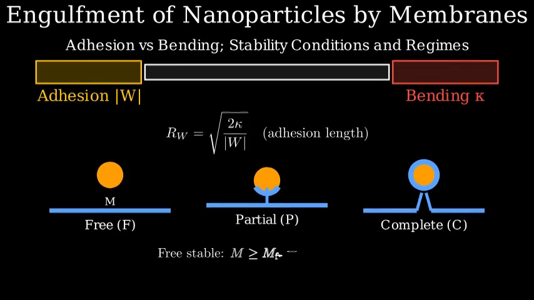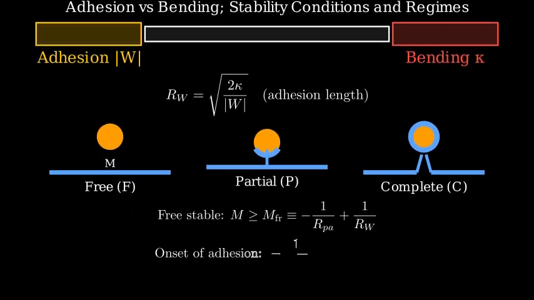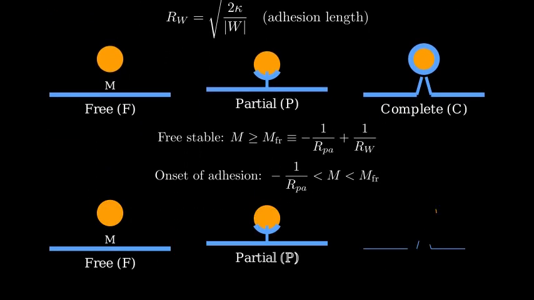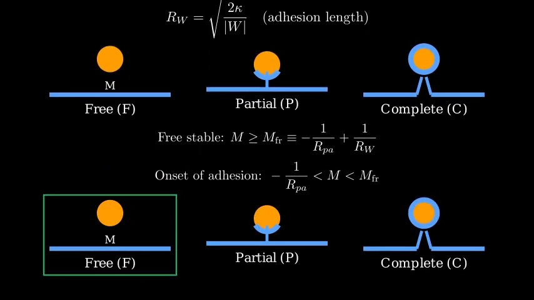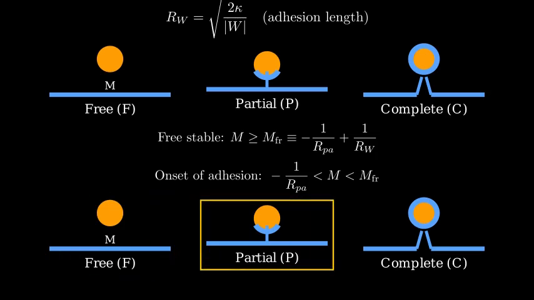The free state is stable if the local mean curvature m of the membrane segment in contact with the particle is greater than or equal to m sub f, r, defined as negative 1 over r sub p, a plus 1 over r sub w. When m drops below that threshold, but stays larger than negative 1 over r sub pa, adhesion starts and the membrane spreads, initiating partial engulfment.